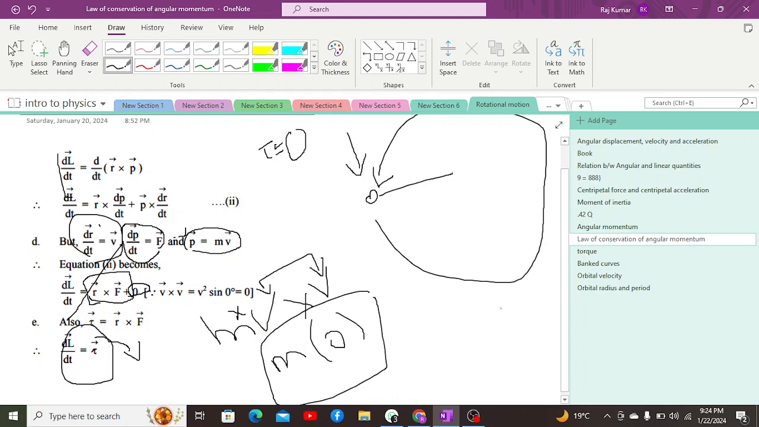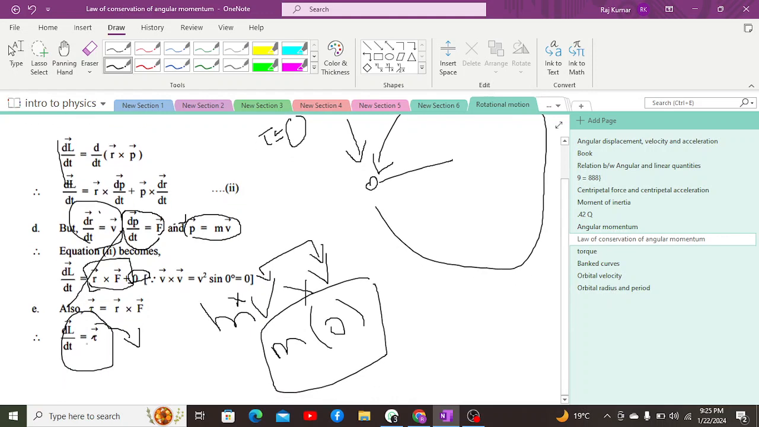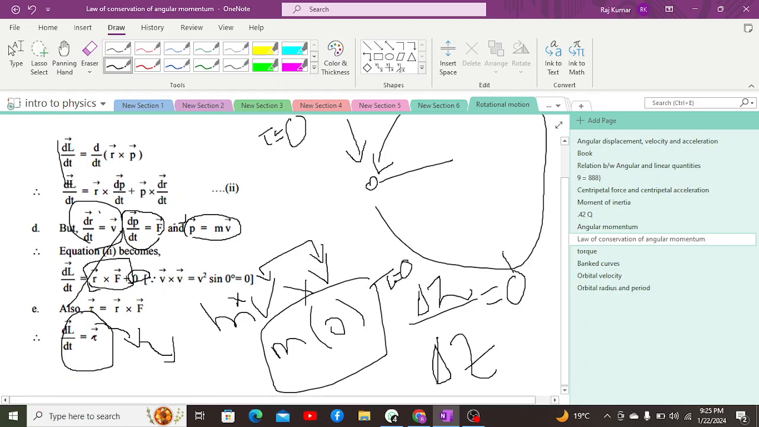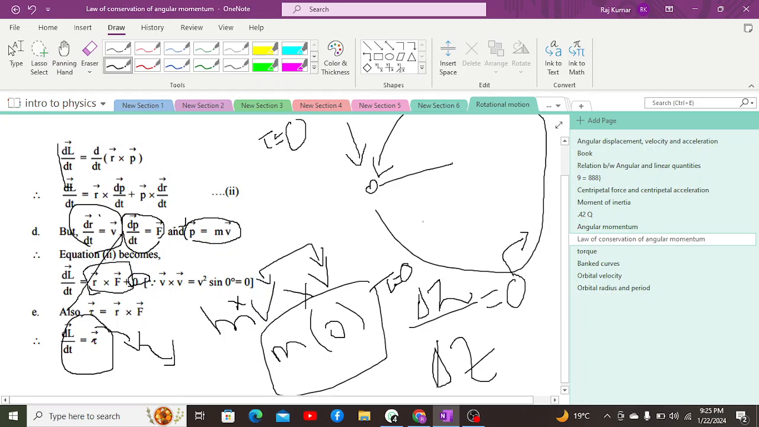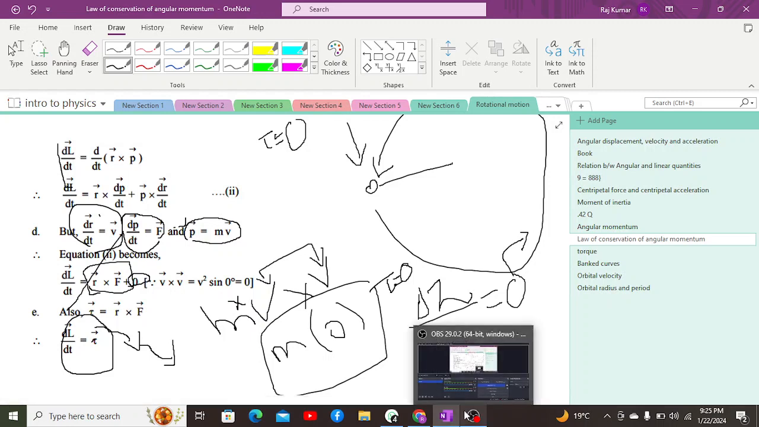And one more thing that I would like to highlight over here is that if the net external torque applied on the system is equal to 0, then we are saying that no external torque is applied, which means torque is equal to 0. As torque is equal to 0, we can say that ΔL/Δt is equal to 0, which means the rate of change of angular momentum is 0, which means angular momentum remains conserved.